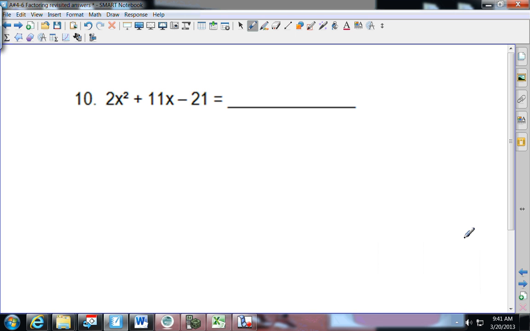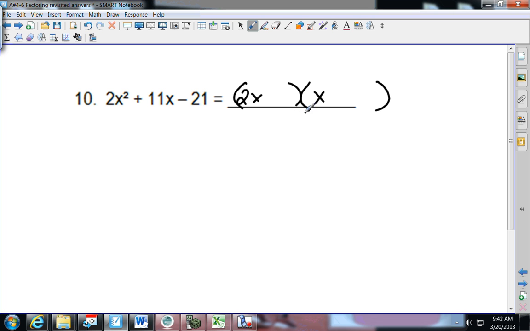Okay, on number 10, first, I see that there's a 2x squared. It's not going to be as simple as just splitting things up. You have to look at it a little bit. Some people will be able to do this and see it. I know that 2x squared splits up as 2x and x.